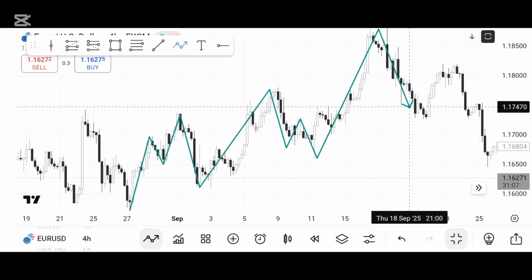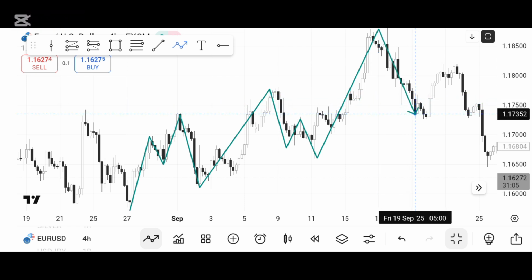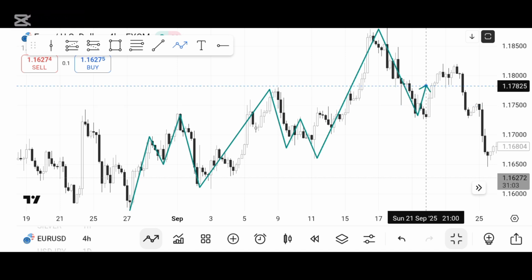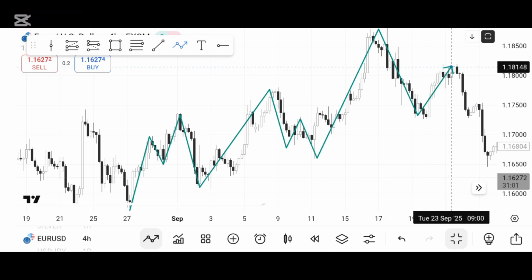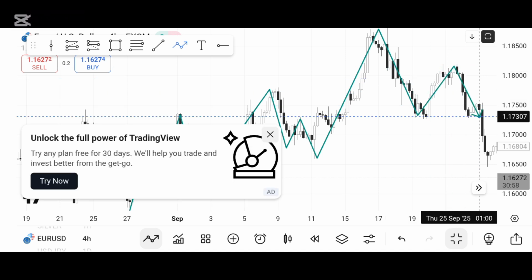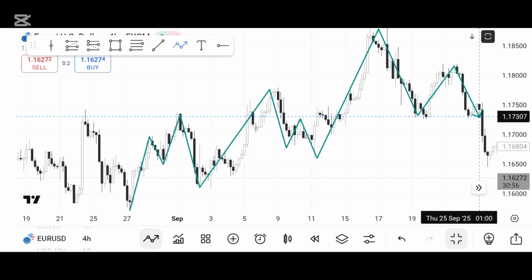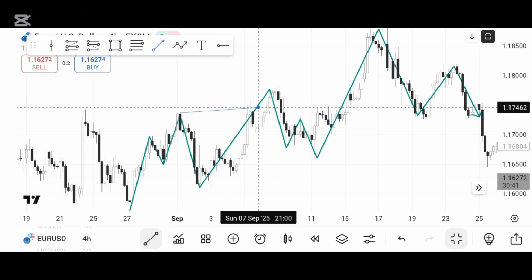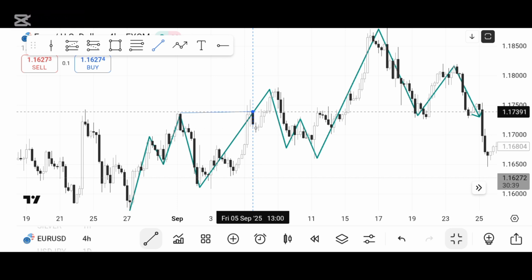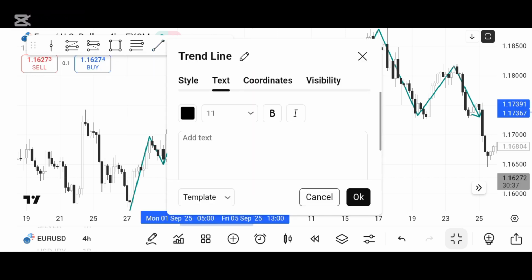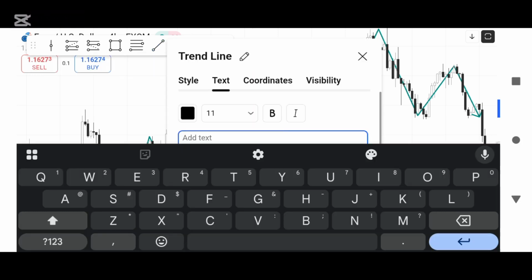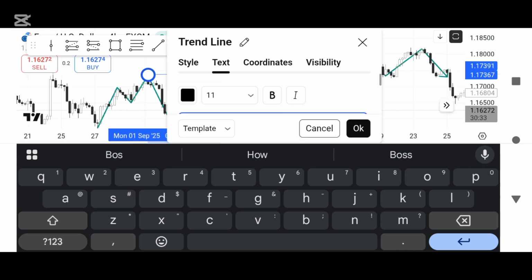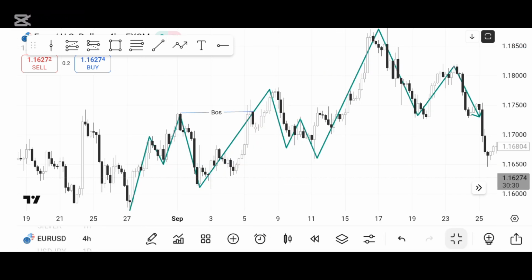Then it retraces again, creates a false low again, which is the work of the market. Then it retraces again. So let's just stop there for now. We have the break of structure there, because when the market breaks past the previous higher high, that's why we have the break of structure. BOS, break of structure.